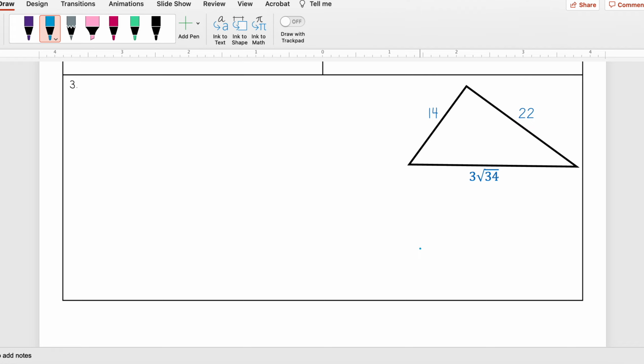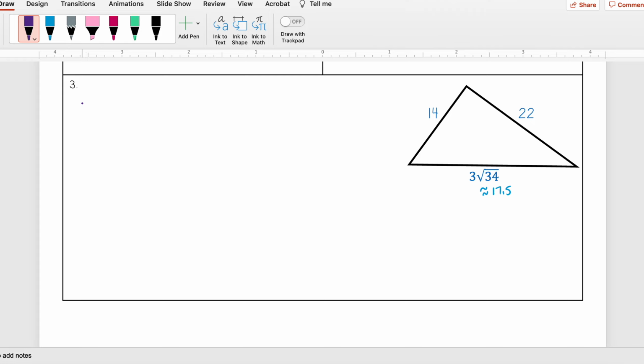Okay, and then for this last one, I have the side lengths 14, 22, and 3 times the square root of 34. Again, I need to see whether 3 times the square root of 34 is my largest side. And so if you take the square root of 34, you should get 5.8. And then if you multiply that by 3, you get 17.49. So I can make a note there that this is approximately 17.5. So that means that this isn't the longest side. My longest side is going to be the 22.